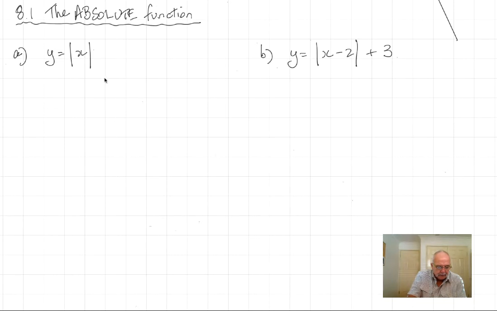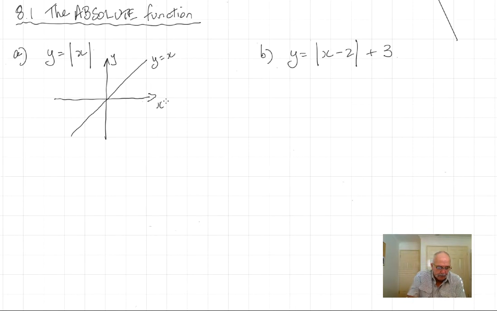To get an idea of what it looks like, if we simply plot y equals x, as you know from previous work, it's a linear function and makes an angle of about exactly 45 degrees with the x-axis if the scales on the x and y are exactly the same. So that's y equals x.